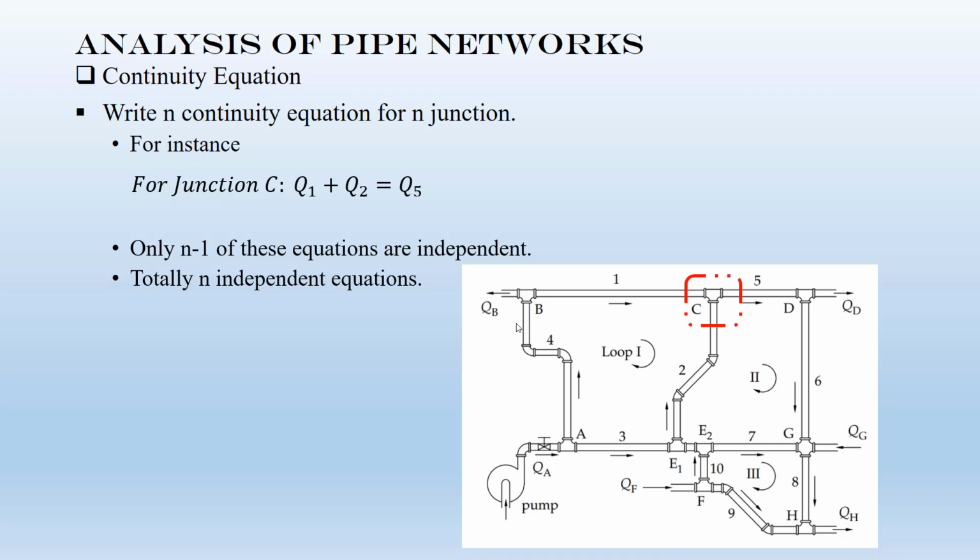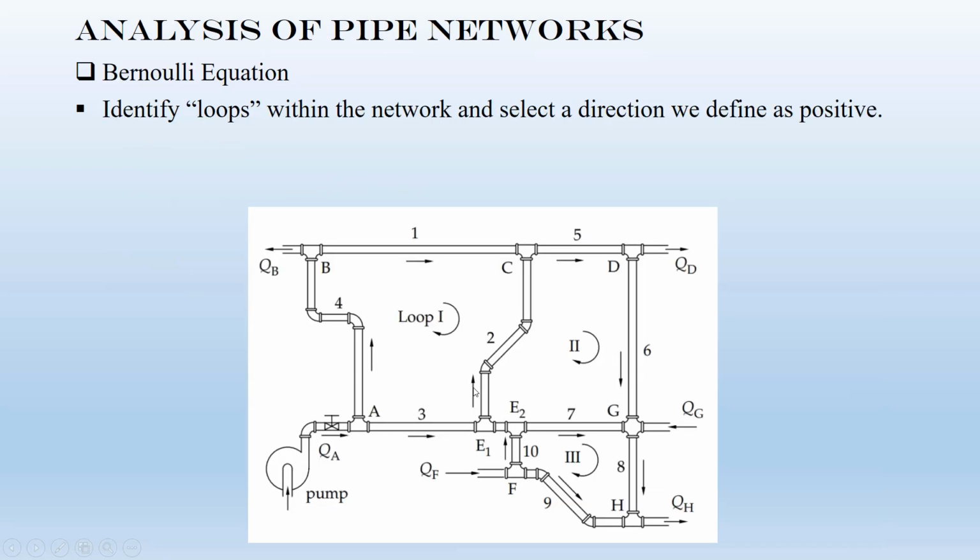Then keep in your mind that totally, we have n independent equations. Why n independent equations? Because you have n minus 1 independent equations for the junctions, and then you have one independent equation for the overall mass balance or volumetric flow rate. So then the total will be n. Now, this is for the continuity equation.